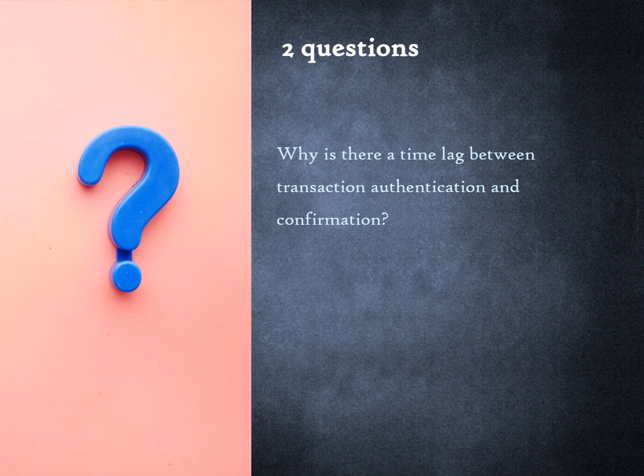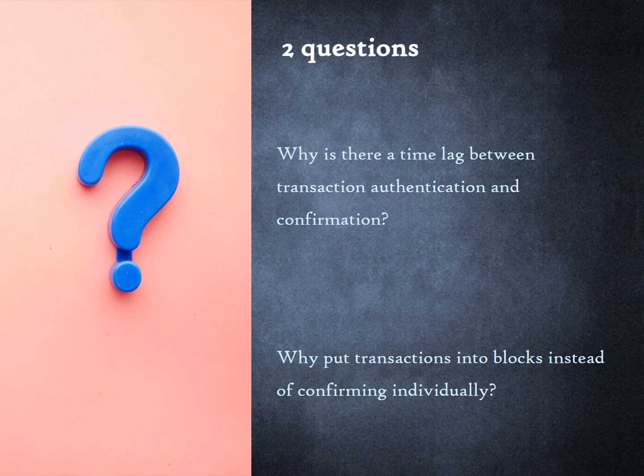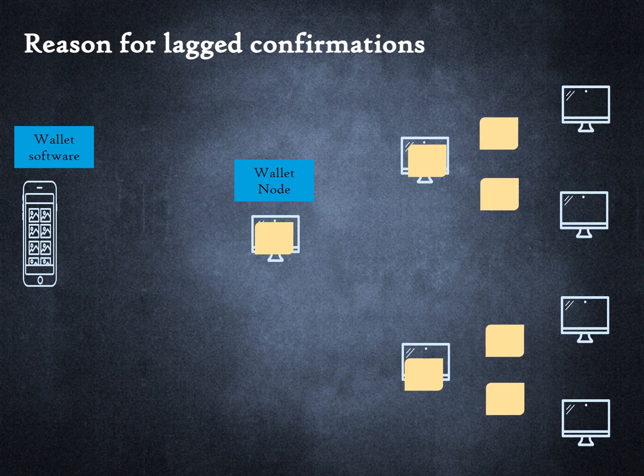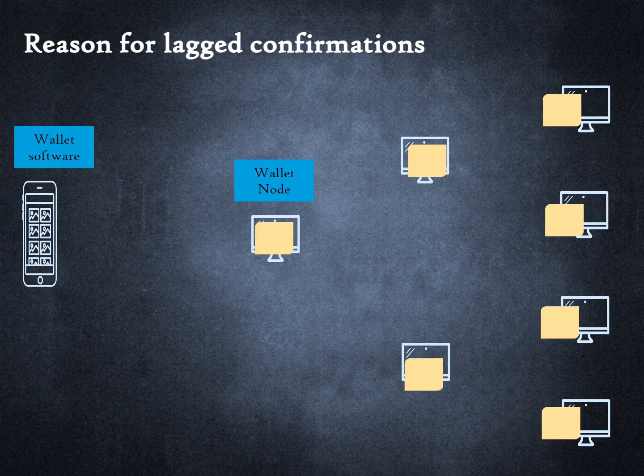Second, even if we accepted the time lag, why not confirm records individually? Why put them into blocks? Next, we will answer these questions. The reason for lagged confirmation is fairly simple. The transaction must be propagated to different nodes via the internet and then authenticated by each node. Only verified transactions can be confirmed. It takes time for the transaction to reach all the nodes. Hence, there needs to be lag between transaction creation and transaction verification.